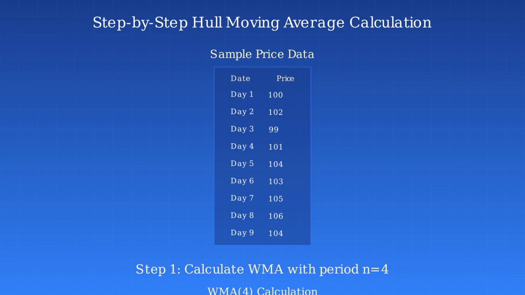The formula assigns weights 1, 2, 3, and 4 to the 4 price points, with the most recent price getting the highest weight. We divide the weighted sum by the sum of weights. Second, we calculate the weighted moving average with period 2, which is half of our selected period. Here, the weights are 1 and 2.